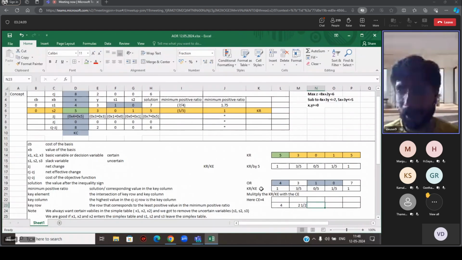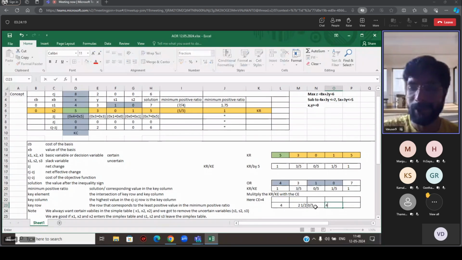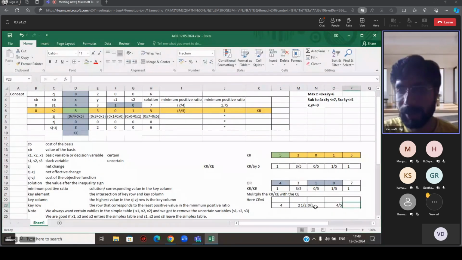Then after that, 4 into 0 divided by 5. Okay, 4 into 0 divided by 5 is again going to be 0 divided by 5. Then the next one, 4 into 1 divided by 5 is 4 divided by 5. And the next one is 4 into 1, which is 4. So you got this.